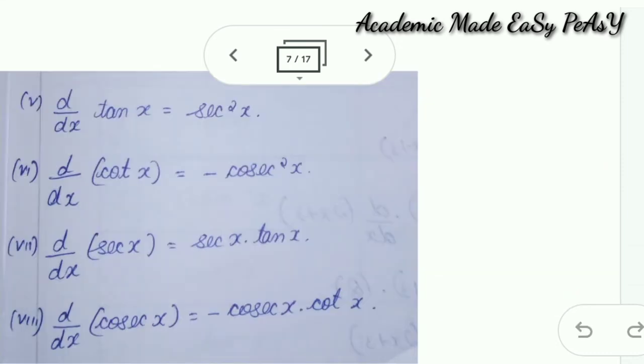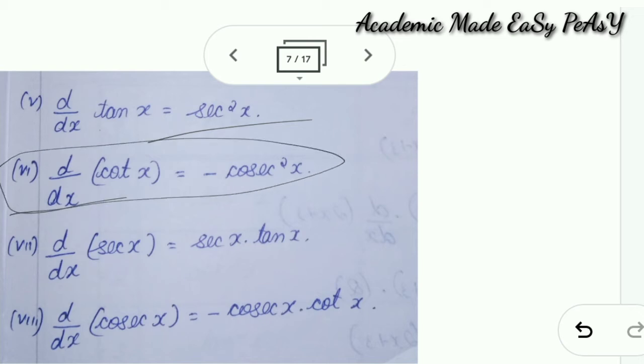Next, d by dx of tan x is equal to secant square x. So d by dx of tan x is secant square x. Let cot x be aside for now. And d by dx of secant x is secant x tan x, secant x tan x.